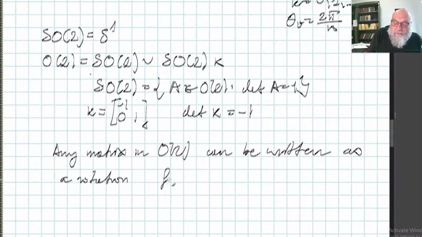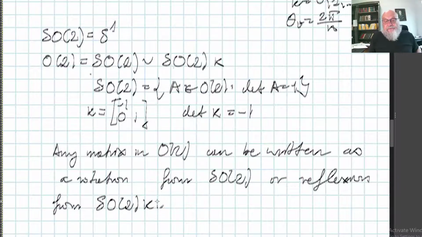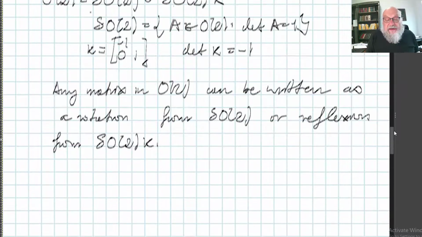That means reflection from SO2 times kappa. So let me explain why this is actually reflection. Notice that kappa is an operator that for a complex number z gives you nothing else than z bar.